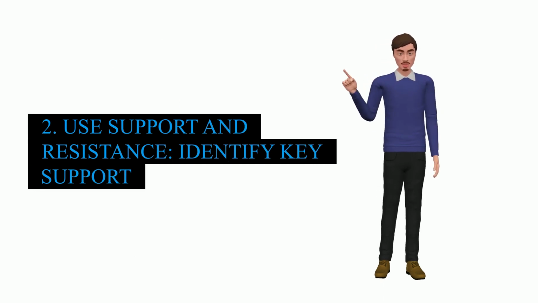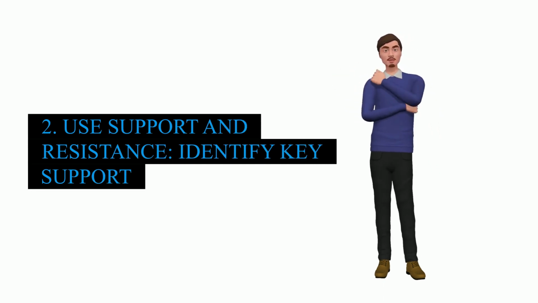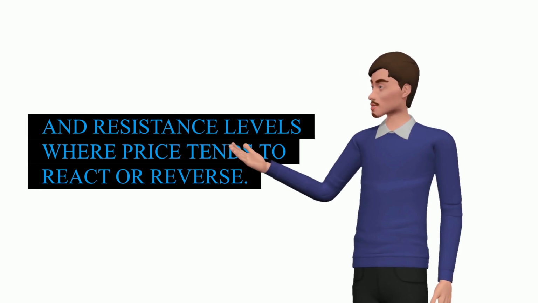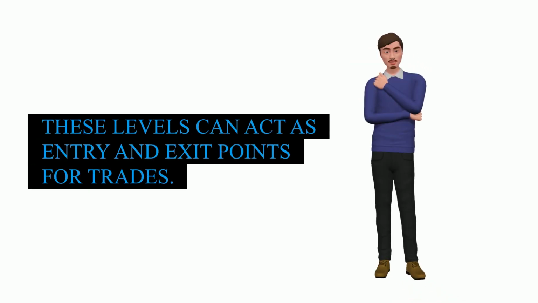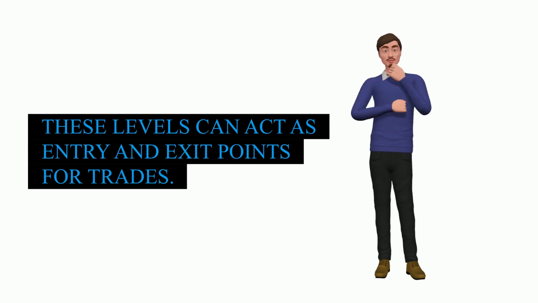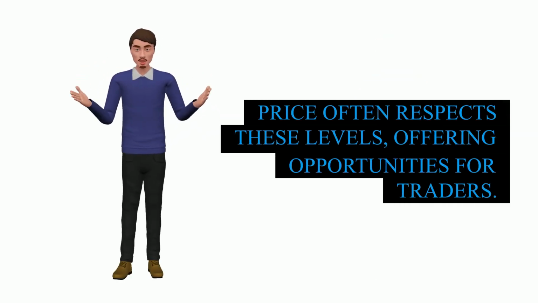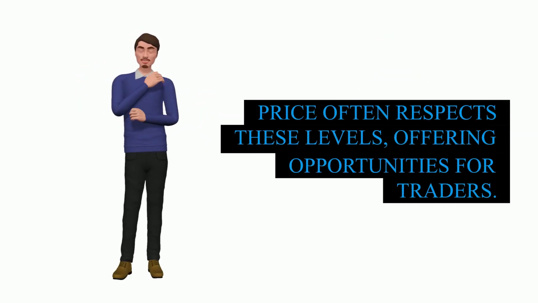2. Use support and resistance. Identify key support and resistance levels where price tends to react or reverse. These levels can act as entry and exit points for trades. Price often respects these levels, offering opportunities for traders.